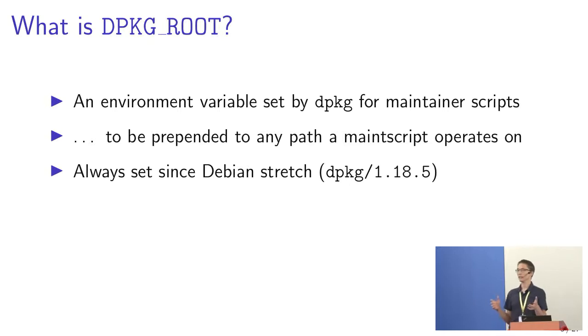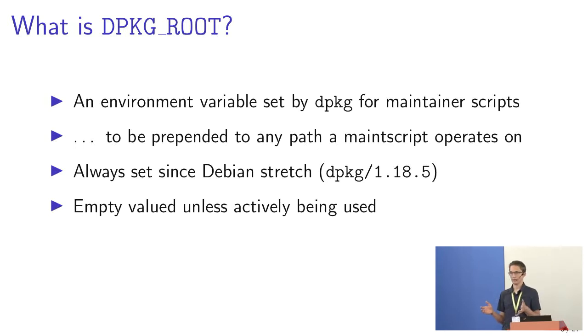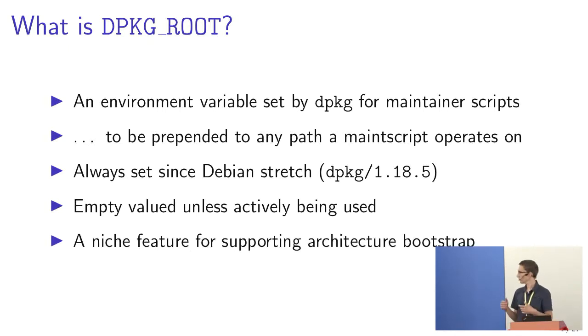The variable is always set since Debian stretch, so you basically don't care about backwards compatibility. In the usual case, and that basically means most of the time, it really is empty, literally. We're about to figure out when not. It is actually a niche feature that is basically only used in architecture bootstrap. So the idea is that most packages don't have to care about it, which is something we're about to see.